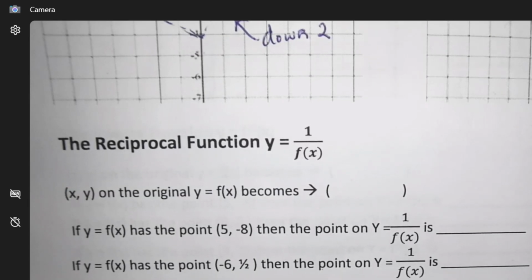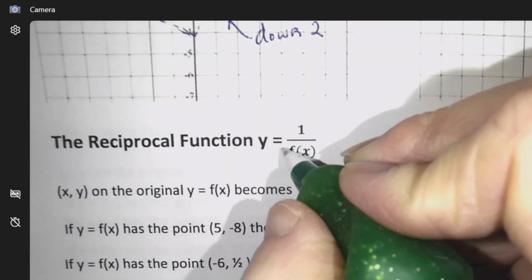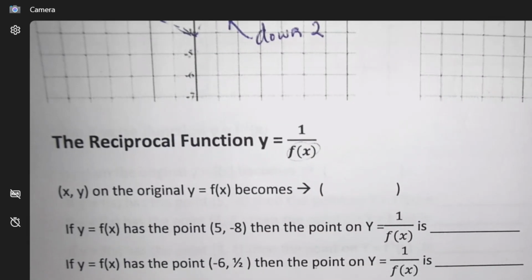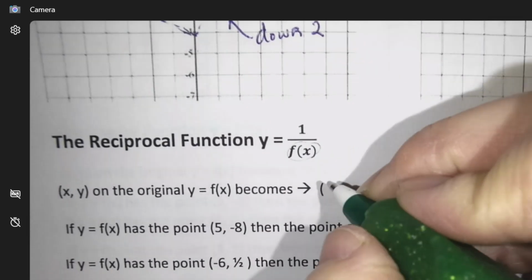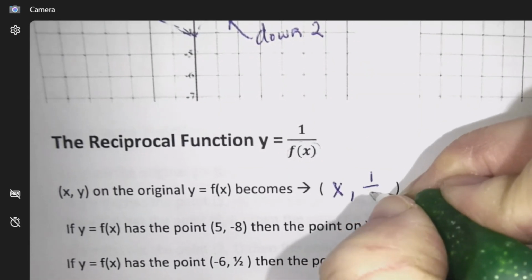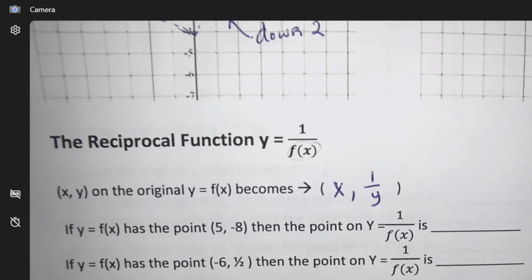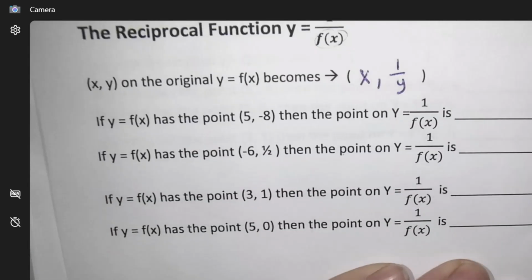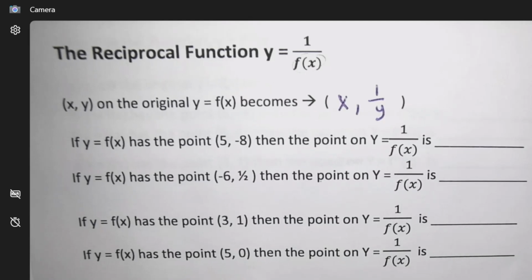So in grade 11, we learned the reciprocal function. Again, this is the same thing as 1 over y. You're flipping the y values. So x comma y becomes x comma 1 over y. You're flipping the y value.